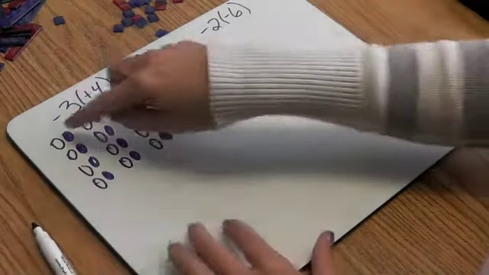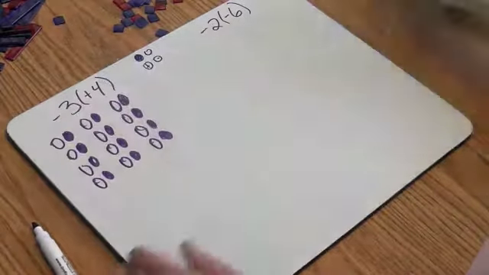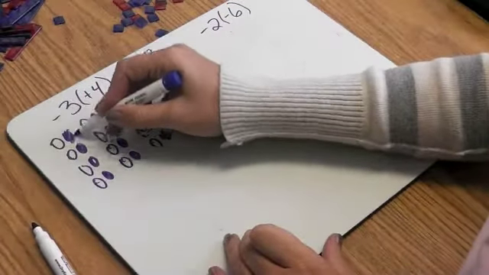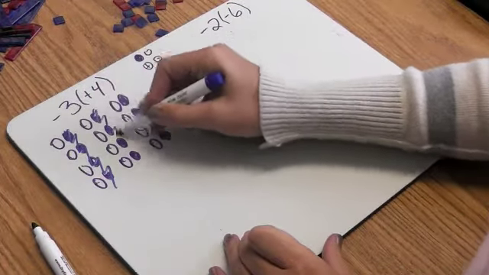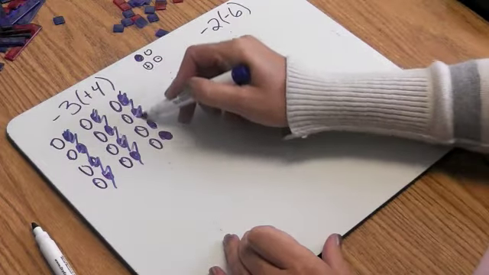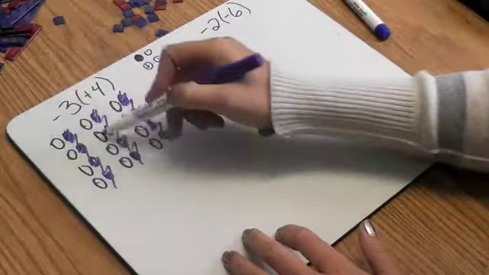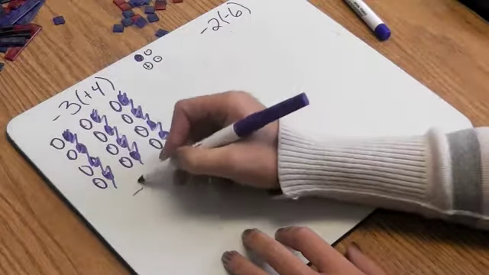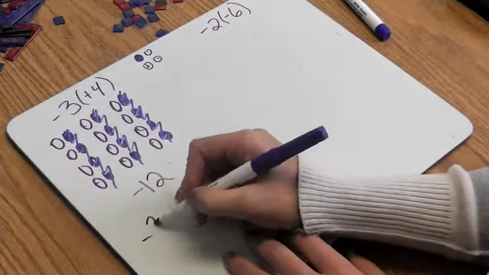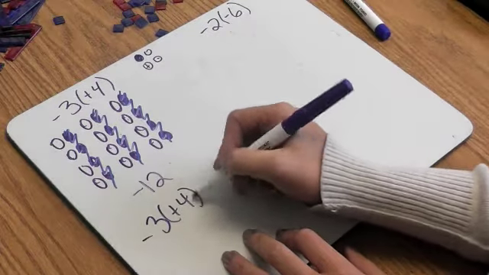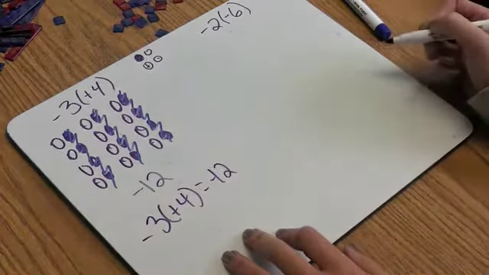So I have my 4 positives here, so I'll use a different color. That's 1 group of 4 positives, that's 2 groups of 4 positives, and that's 3 groups of 4 positives. And I have 1, 2, 3, 4, 5, 6, 7, 8, 9, 10, 11, 12 negatives left. So a -3 times a +4 is a -12.